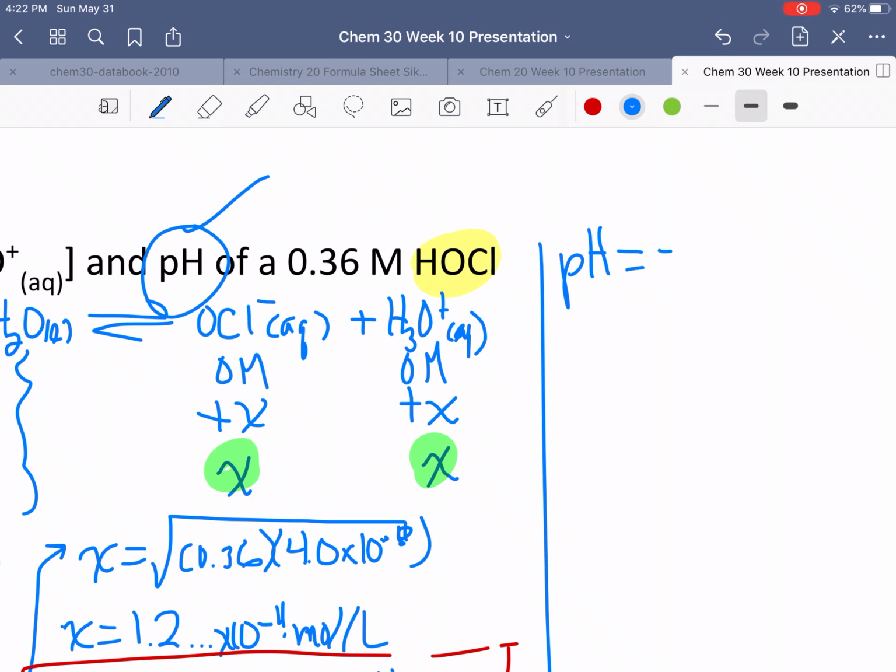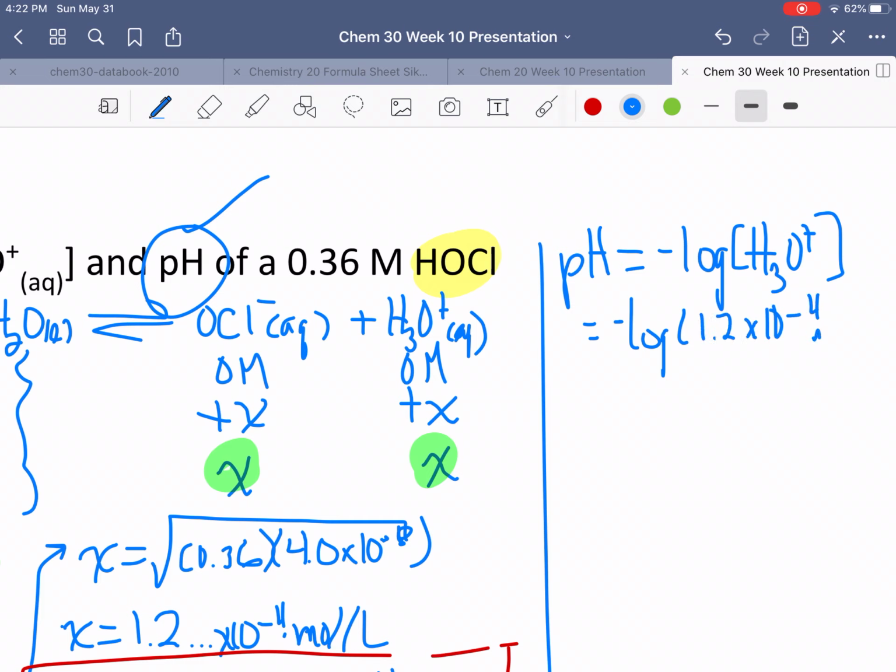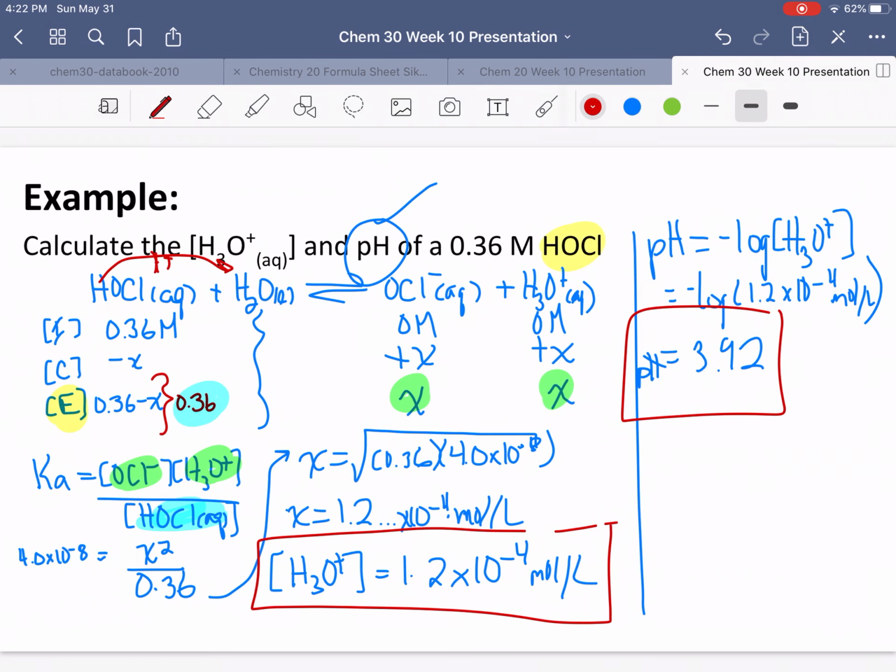pH equals negative log of the hydronium concentration. Plug in what you know. Negative log of 1.2 times 10 to the negative 4 moles per liter. Show your work, please. 3.92 is our wonderful pH. 2 sig dig, guys. Don't forget that only the 9 and the 2 are significant. 3 is just place value. Wow, there we go. We are done.